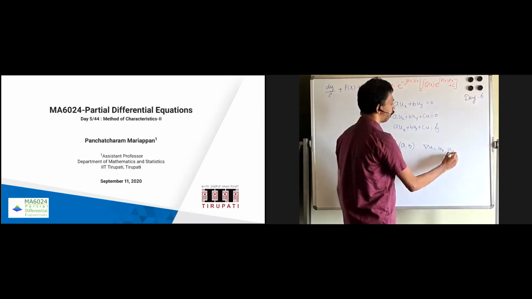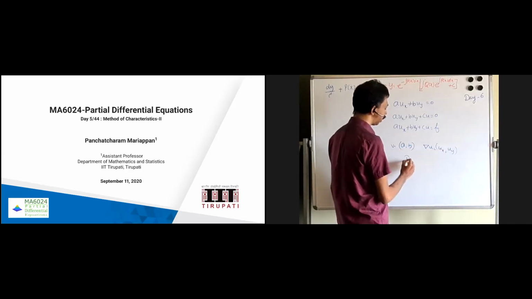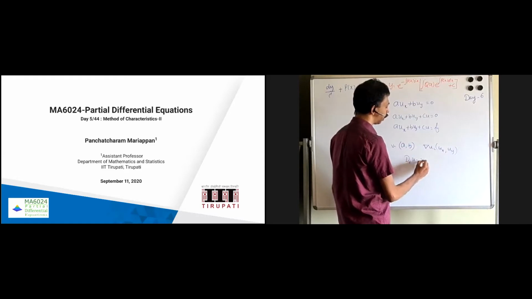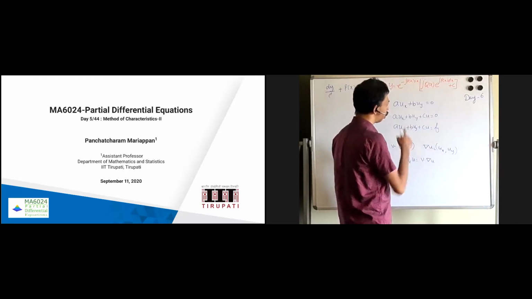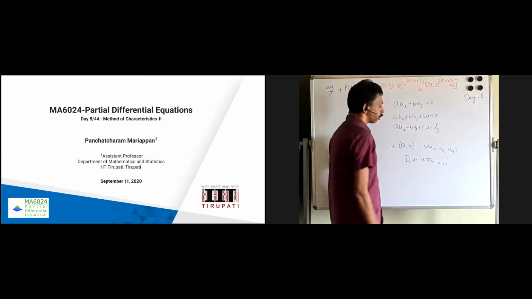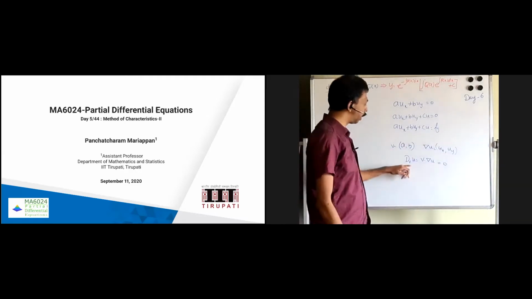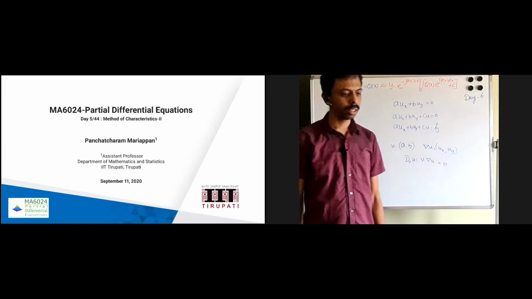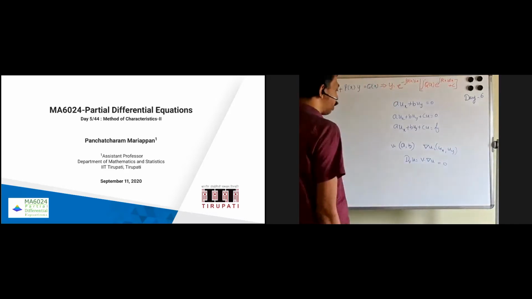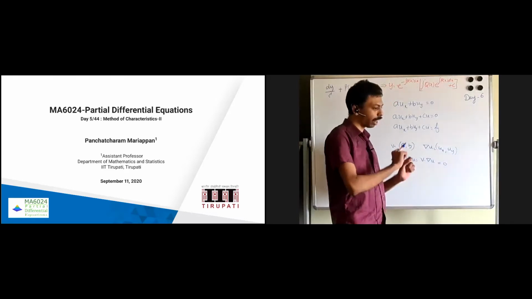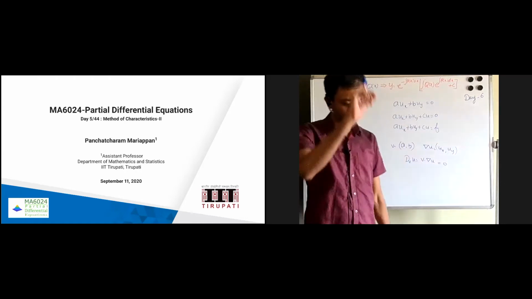Okay, then what we found is that D_v of u is nothing but v dot del u. So this is equal to 0 means what we find is that D_v u is equal to 0. Okay, so the directional derivative is 0. That means u is constant along the direction, along the characteristic line.